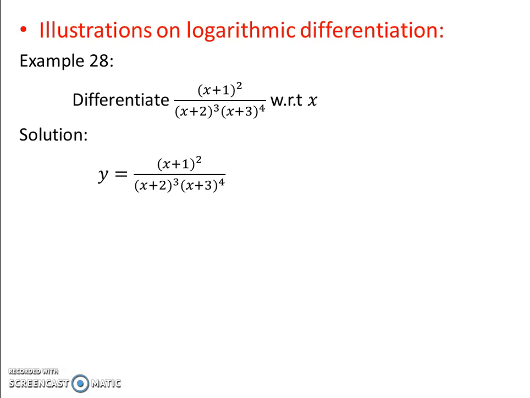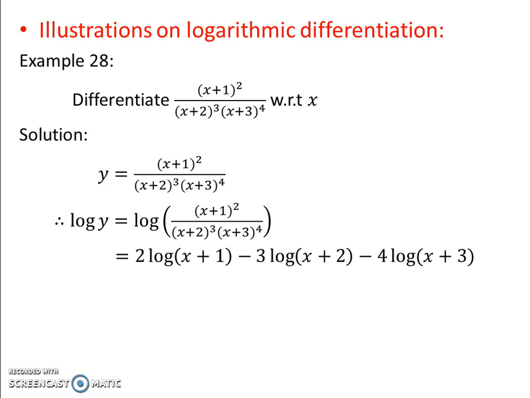So such type of simplification we have to use. Let y equal to (x plus 1) square upon (x plus 2) cube into (x plus 3) raised to 4. Taking log, we get log y equal to log of (x plus 1) square upon (x plus 2) cube into (x plus 3) raised to 4. First we use log a upon b, so that will be log (x plus 1) square minus log of the denominator, that is (x plus 2) cube into (x plus 3) raised to 4. Simplifying this, we get 2 log (x plus 1) minus 3 log (x plus 2) minus 4 log (x plus 3). Now look at the term, this is very simple compared to the original.